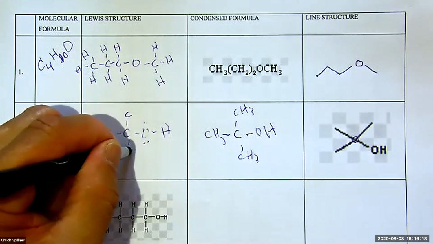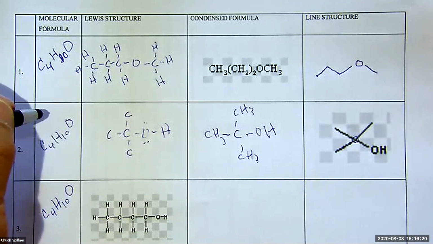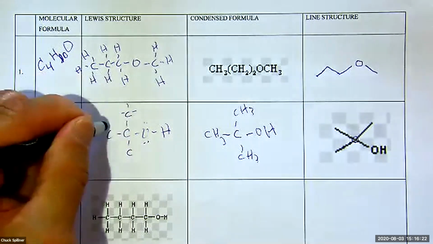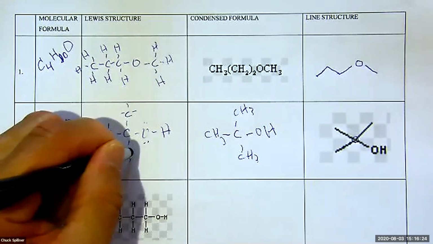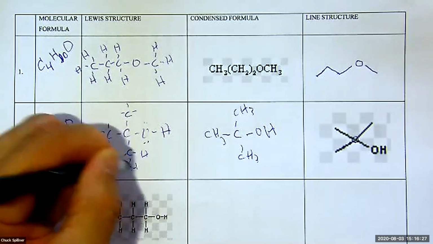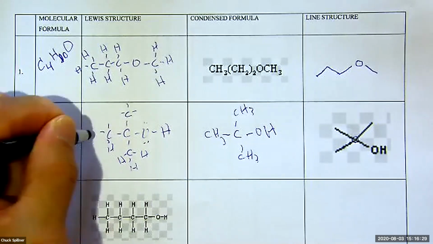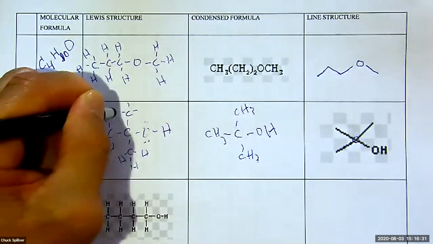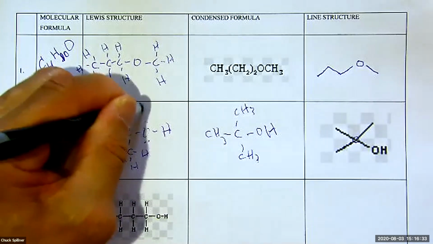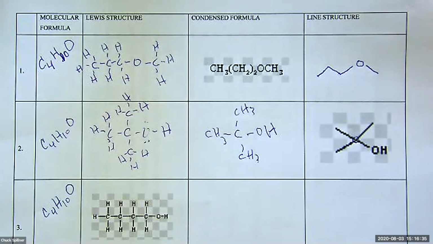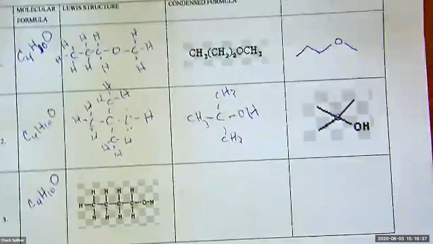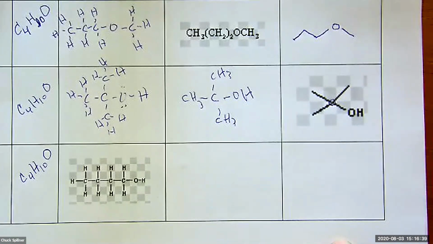So we have C there. So we have 4 carbons. Each carbon has 4 bonds. Then we have to add all the hydrogens. So you can see it's very tedious to draw Lewis structures. So we hardly ever draw Lewis structures of organic compounds, only condensed structures and skeletal structures.